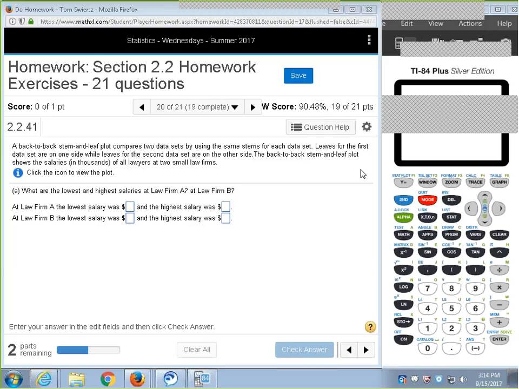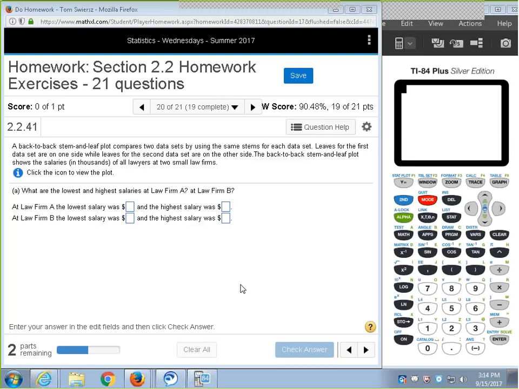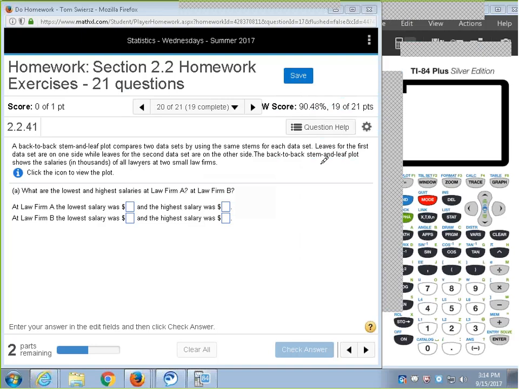Let's go ahead and work on homework exercise number 20 from section 2.2 from the homework exercises. A back-to-back stem and leaf plot compares two data sets using the same stem for each data set. Leaves for the first plot are on one side, while the leaves for the second data set are on the other side.